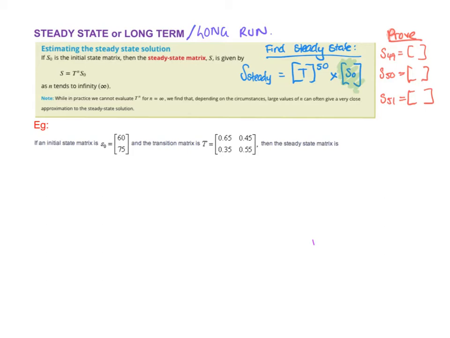All right. So once you know the steady state, you don't have to actually go calculate them. Just write it down 3 times.